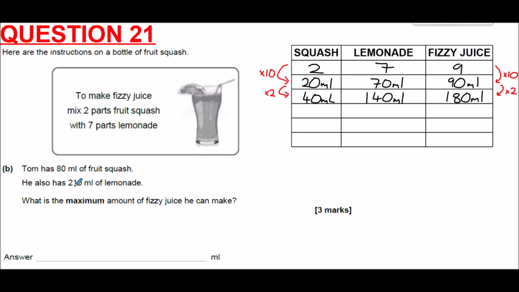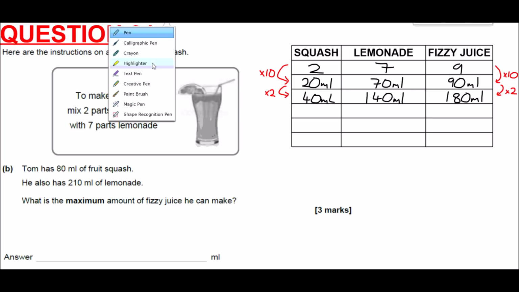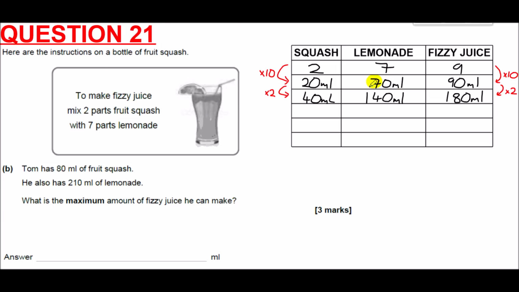And so if we've got 210 mils of lemonade, if you spot here, we can make 210 exactly by adding these two figures together. So what we could do is just total up the last two rows. Sorry, not columns, rows. If we add this row to that row, 20 plus 40 would be 60 mils. 70 plus 140 is 210 mils of lemonade. So now all the lemonade's gone.